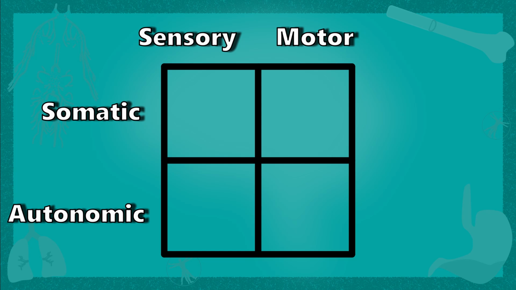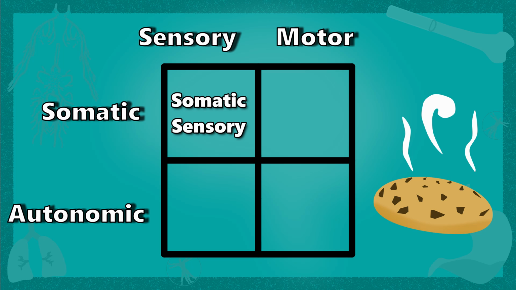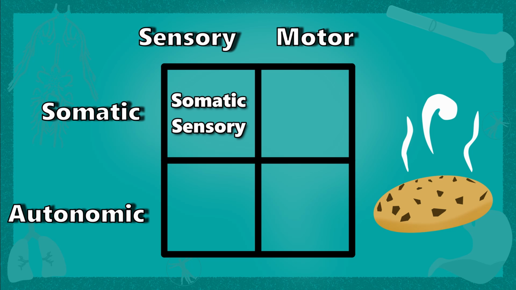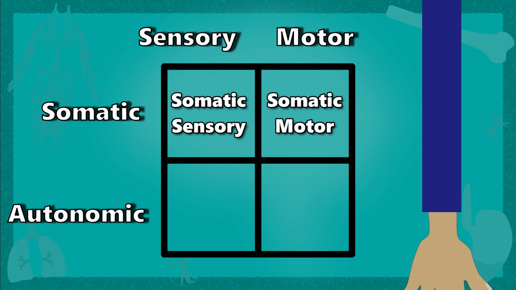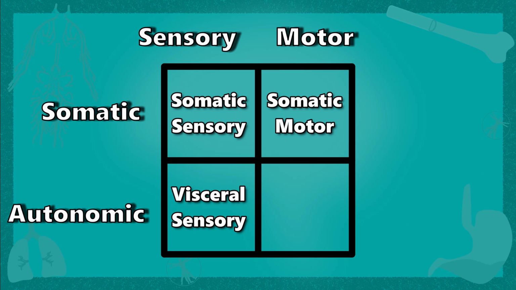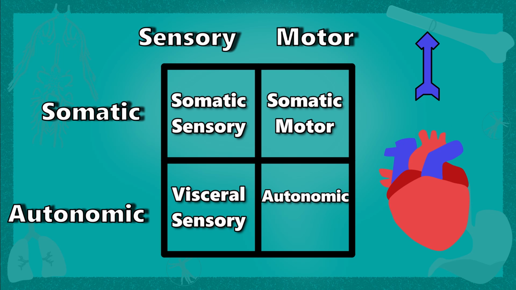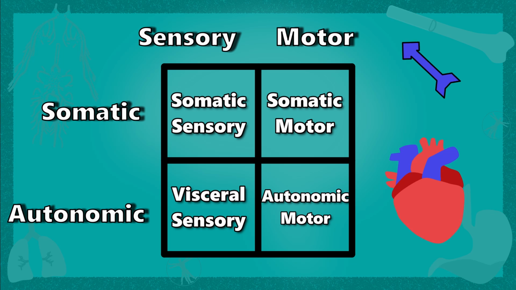So with these categories working together, the four resulting classifications would be somatic sensory, which would be like you seeing and smelling a cookie. Somatic motor, which would be moving your hand to get the cookie. Visceral sensory would be your blood vessels reading that your blood pressure is too high. And lastly, autonomic motor. That would be something like dilating your blood vessels to lower your blood pressure.